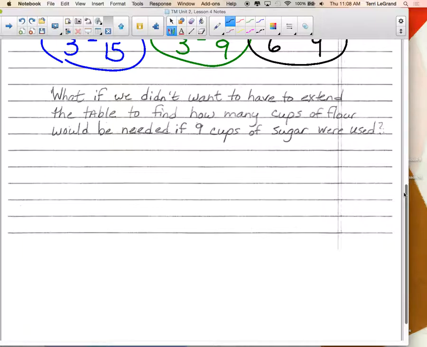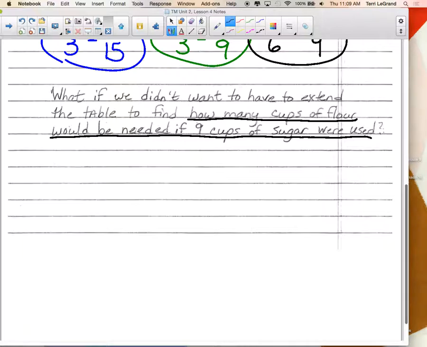So let's not extend this table. How many cups of flour would be needed if 9 cups of sugar were used? Okay? So in our table right now, is there a 9 cups of sugar? Look at our table. No, and we don't want to have to do that.